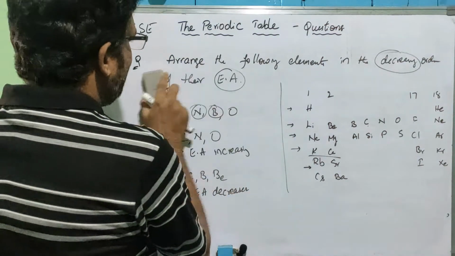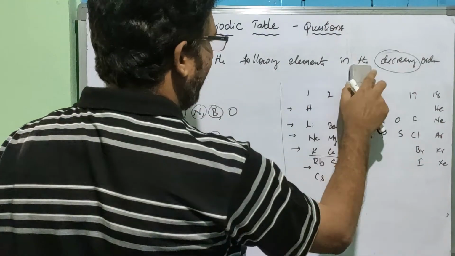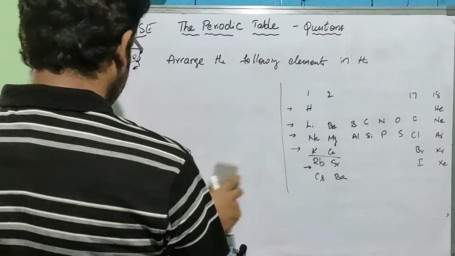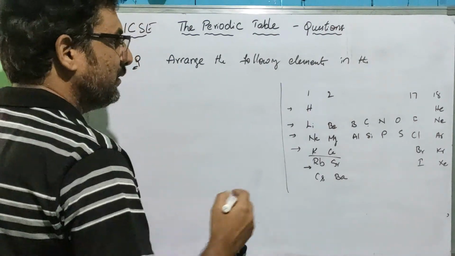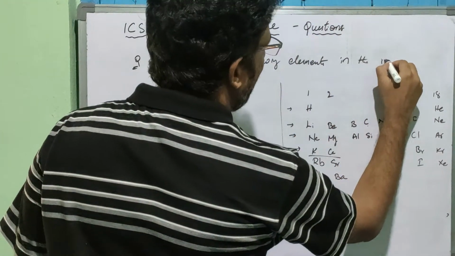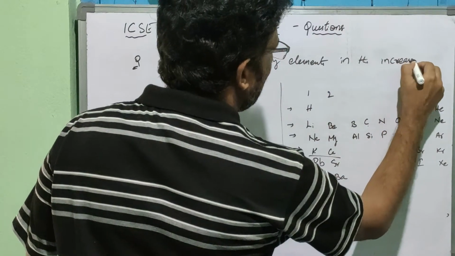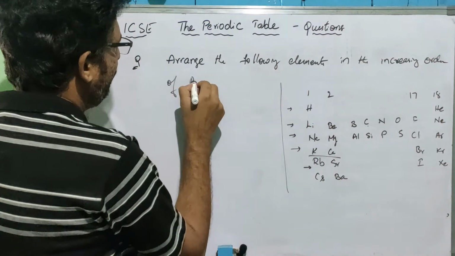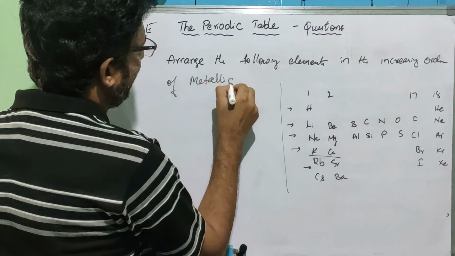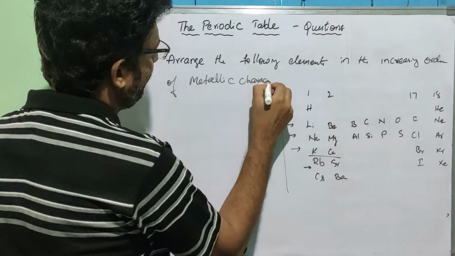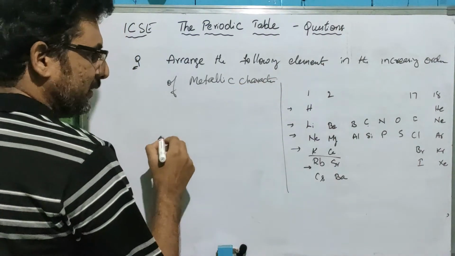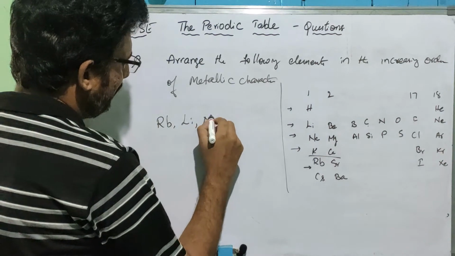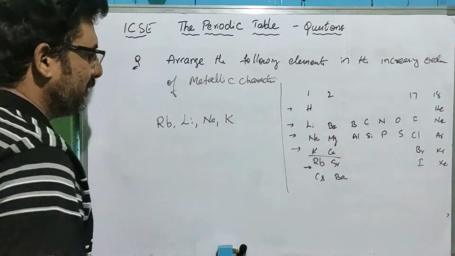Let's see another example of the same kind. Arrange the following elements in the increasing order of metallic character. Okay, let's say it is rubidium, lithium, sodium, potassium.